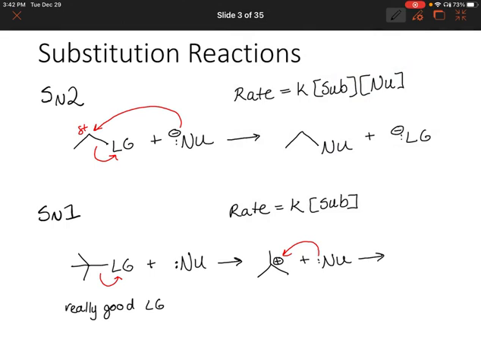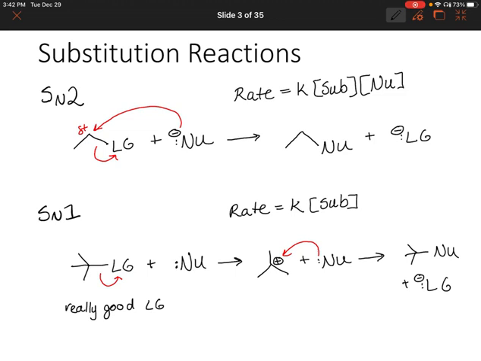And at the end, we have our new products. So we have the nucleophile attached to that carbon in the middle. And then we have our leaving group, which is now negatively charged.